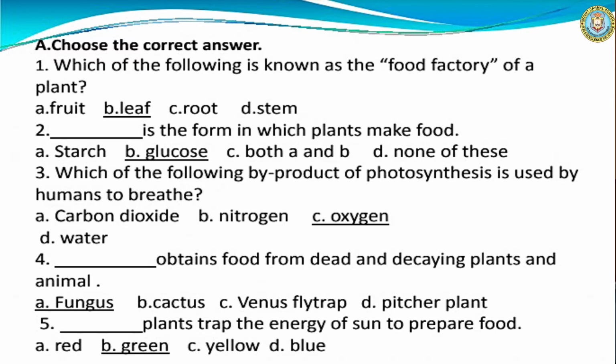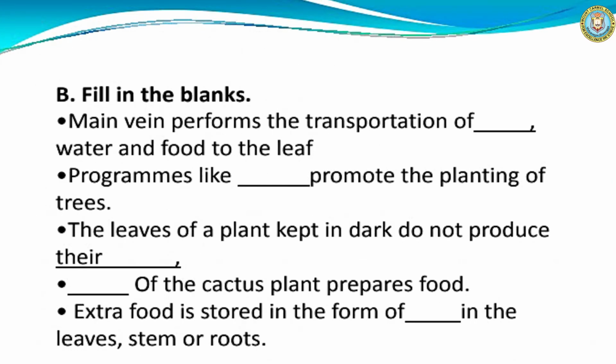Now let us move on to the B, fill in the blanks. In that, first question is, main vein performs the transportation of dash water and food to the leaf. Main vein ಏನ್ ಮಾಡುತ್ತೆ? ನಾನು ಹೇಳಿದ್ದೆ, ಸಾಯಿಲ್ ಇಂದ ಏನ್ ತಗೊಳುತ್ತೆ? ಅದು ವಾಟರ್ ತಗೊಳುತ್ತೆ. ಅದರ ಜೊತೆಗೆ ಏನಿರುತ್ತೆ? ಮಿನರಲ್ಸ್. ವೆರಿ ಗುಡ್. ಮಿನರಲ್ಸ್ ಅಂಡ್ ವಾಟರ್ ಅಂಡ್ ಫುಡ್ ಟು ಲೀಫ್.